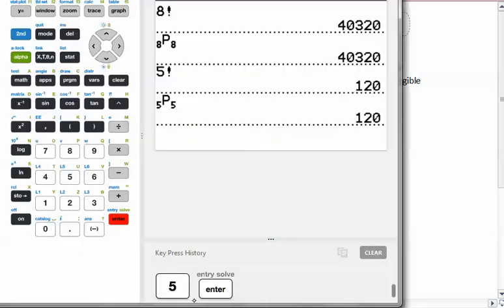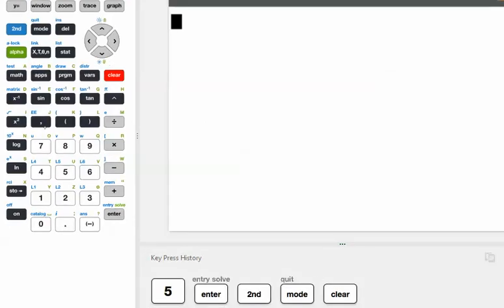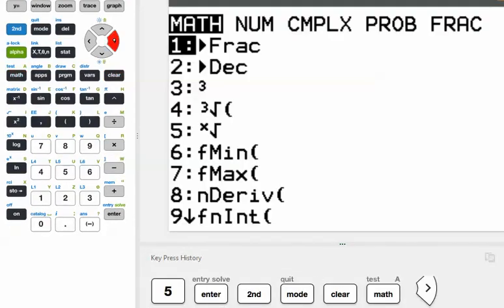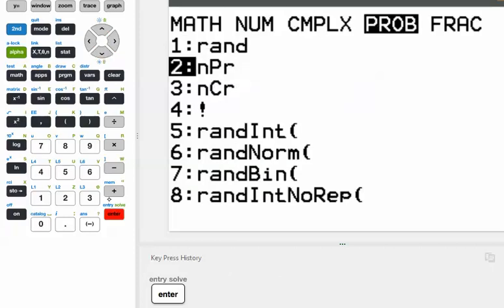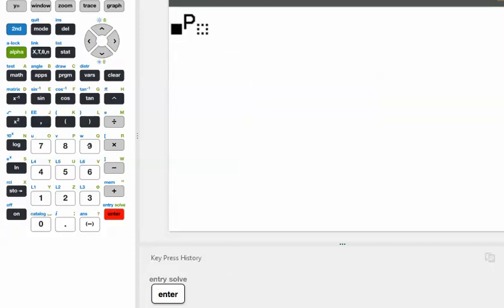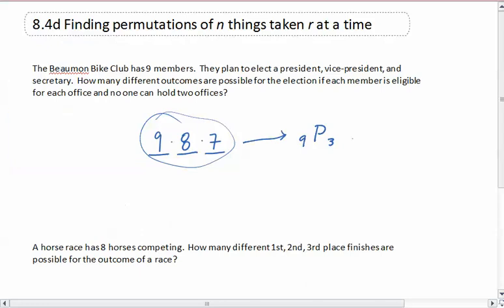So we go to our calculator. These are permutations, meaning order matters. And there we go. So we're going to go ahead and go to math, probability, down to nPr, enter. And I'm going to say 9 picked 3 at a time. We want to know all the ways that it could happen. 504. So that's equal to 504.